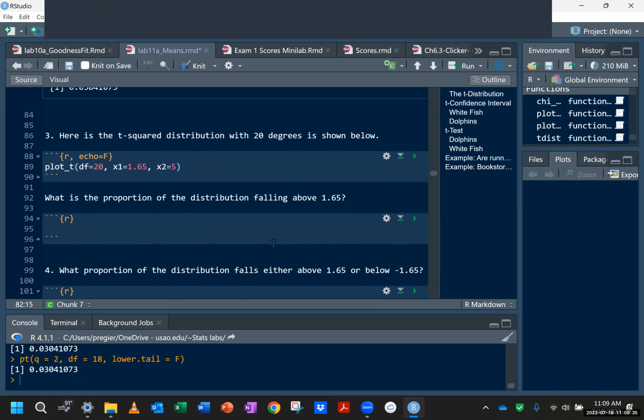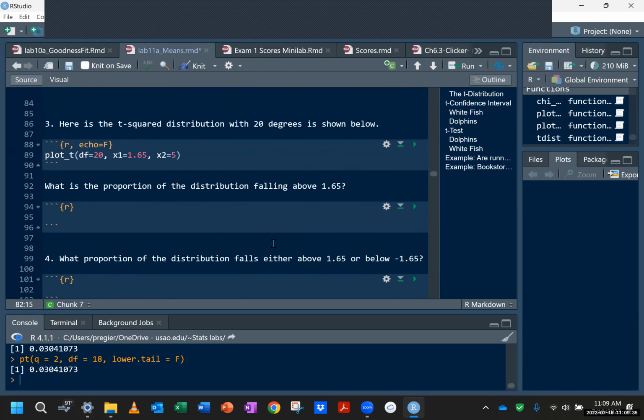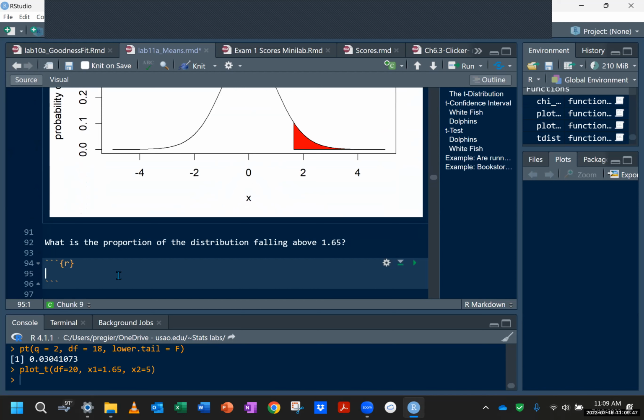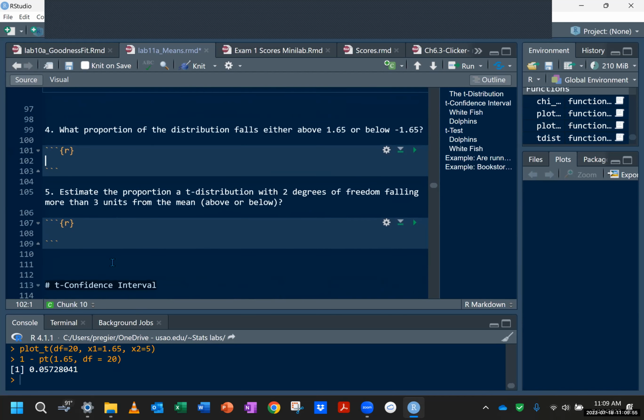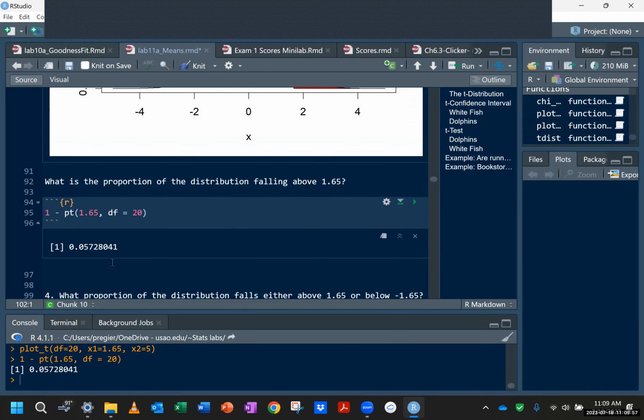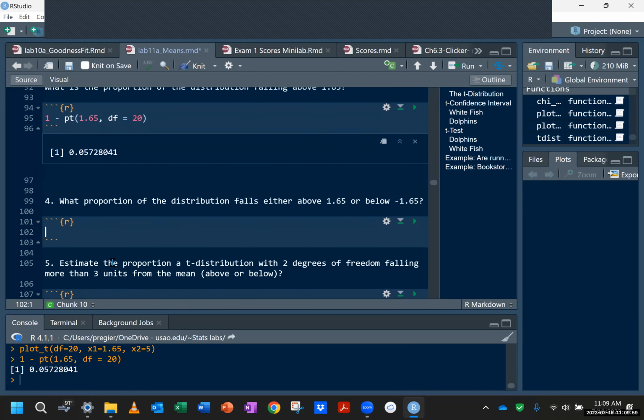Here's a few more examples for you to work on, and then you can check your work. Please do these on your own. We're looking at the upper tail of 1.65, 20 degrees of freedom. Check your work on that one. That was the upper tail.